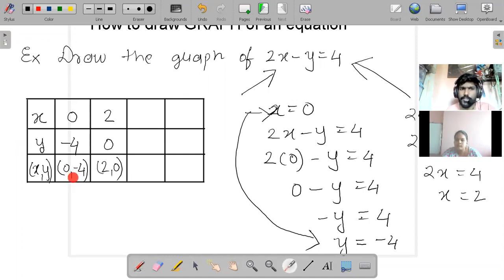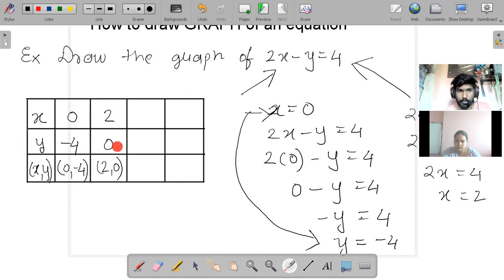Now, if you see, these are points that we got. These are called points. This (0, -4) is one point, and (2, 0) is another point. To draw a graph, 2 points is sufficient, but in order to confirm, we usually find at least 4 points.